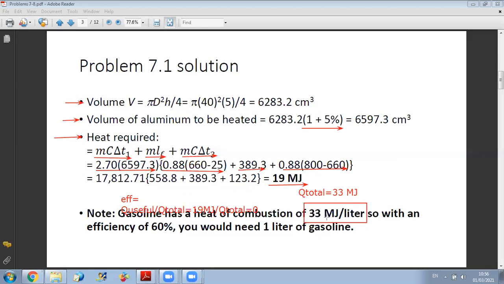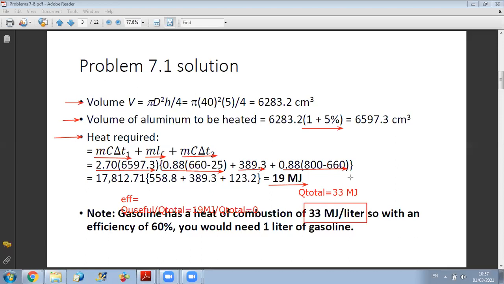So if you want, knowing the efficiency, you have 60% efficiency. So if you burn 1 liter of gasoline, you will only be able to extract 60% of the 33 megajoule. And 60% of the 33 megajoule is 19 megajoule. Okay? So what you do, you find what is the Q total that should be provided by combustion. Since you find that Q total that should be provided by combustion of efficiency 60% is 33 megajoule, then you can choose a combustible that has as the heat of combustion 33 megajoule per unit volume, per liter.